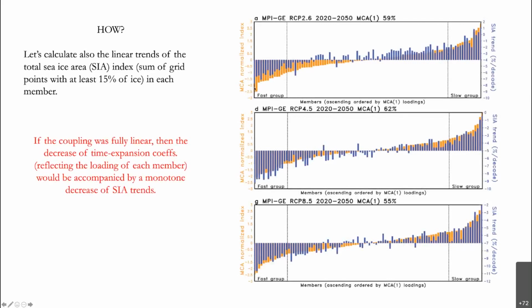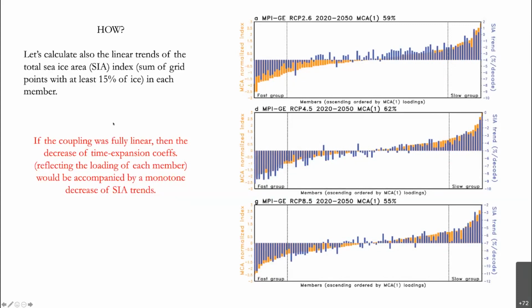So the orange bars represent the time expansion coefficients of each member in ascending order. So this member on the left has the strongest coupling and also has the fastest melt, because the blue bars represent the sea ice area trends in the corresponding members, so the same member. So we can use this to determine linearity between the coupling, because if the coupling was fully linear, then the decrease of time expansion coefficients, reflecting loading of each member, would be accompanied by a monotone decrease of sea ice area trends.